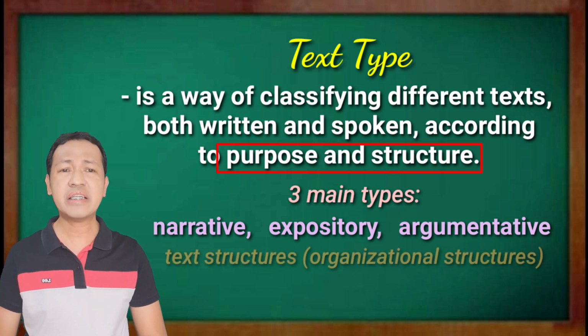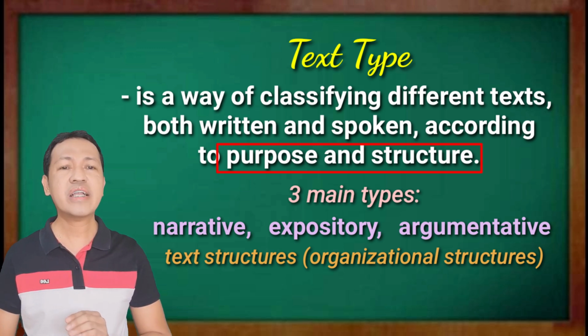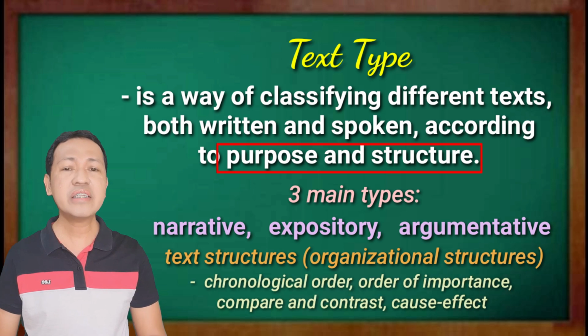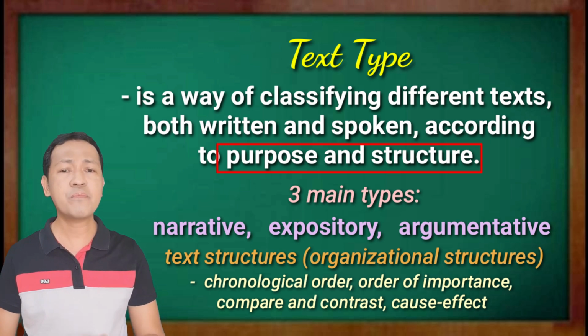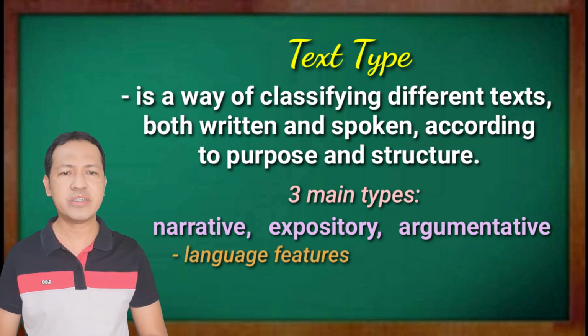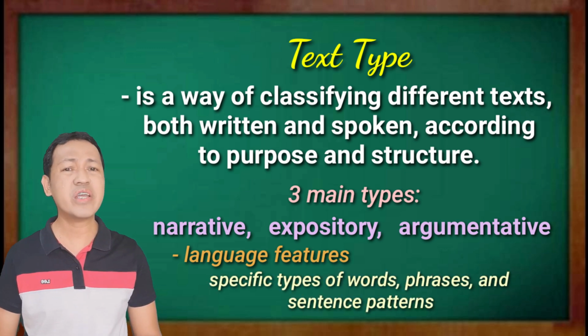When a good writer writes, he also uses certain structures to deliver his message. Text structures are actually organizational structures. Few examples of text structures or organizational structures are chronological order, order of importance, compare and contrast, and cause and effect. Each text type demands the use of particular language features. They require different types of words, phrases, and sentence patterns.